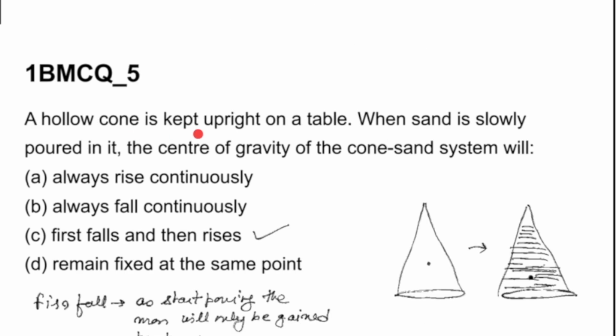A hollow cone is kept upright on the table. Upright means straight, we have kept it. When sand is slowly poured in it, the center of gravity of the cone-sand system, so it's not only the cone, tell us about the sand also.